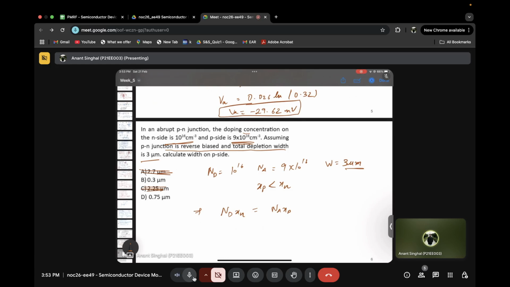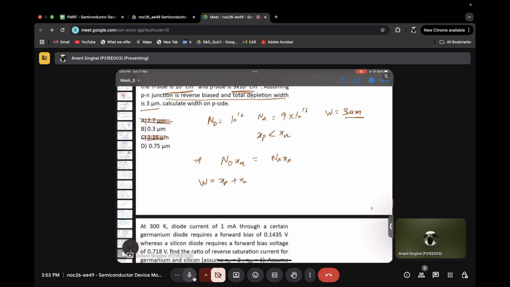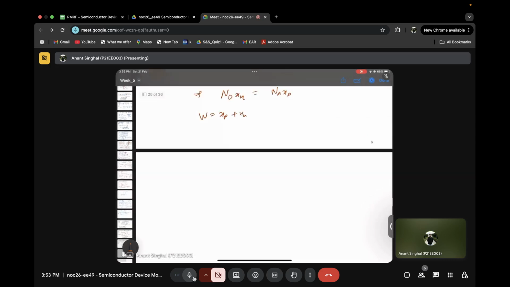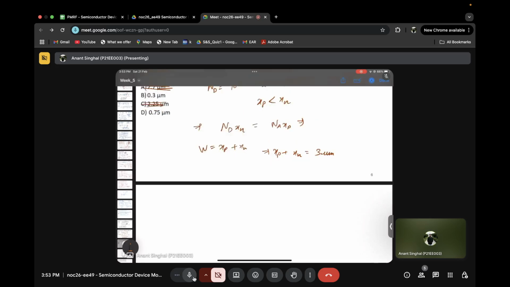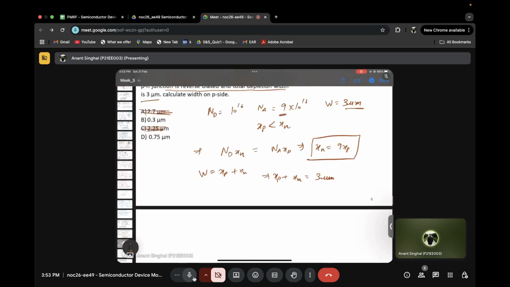Right, so what do we have? We know that W is XP plus XN. So what we can see is XP plus XN is 3 micrometer. It is already given. Also from this we can clearly see that ND is 10 to the power 16, and XN is equal to 9 XP, right? Because the doping is 9 times. So if you put ND here and NA here, it will be XN is equal to 9 XP.